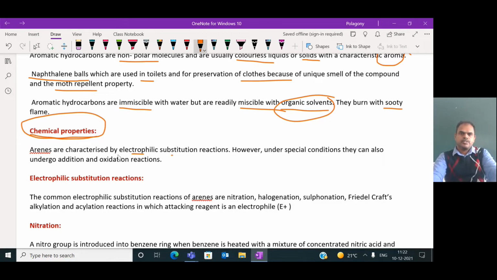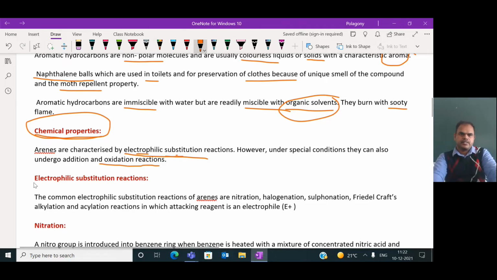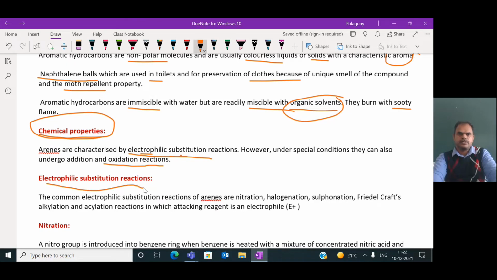The most important chemical properties of benzene or arene compounds are shown by electrophilic substitution reactions, which are common, unlike addition reactions, which need special conditions. They undergo oxidation reactions also. That means the fundamental reactions shown by arenes are electrophilic substitution reactions. So what are these electrophilic substitution reactions? Let us discuss the electrophilic substitution reactions of benzene.